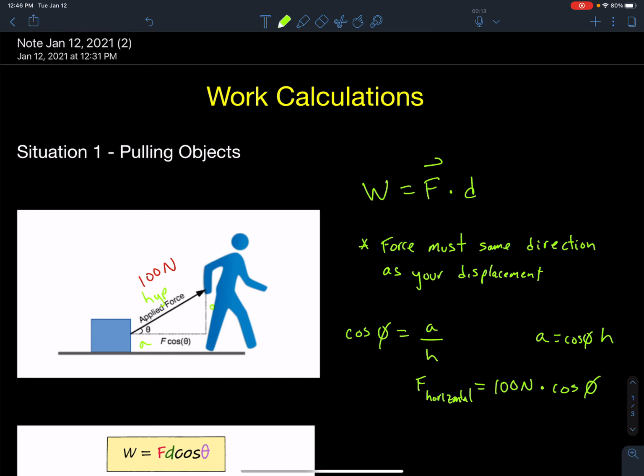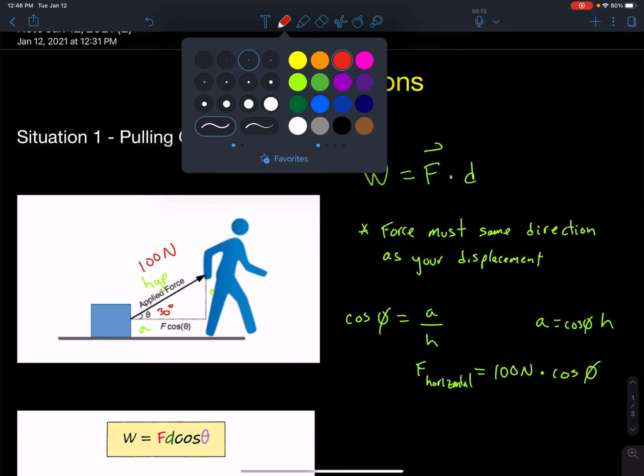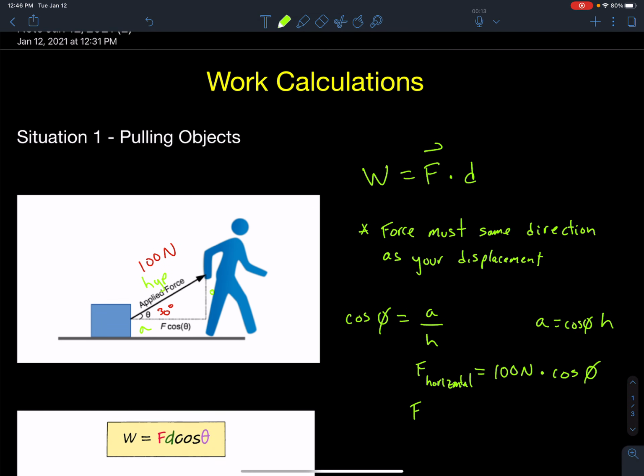So imagine that this angle was 30 degrees, my favorite angle to look at, okay? Then the force that you'll be applying is equal to 100 newtons times cos of 30 degrees. And if you solve that, it should be somewhere around 86.6 newtons. Okay, so this dude is pulling that object with 86.6 newtons.